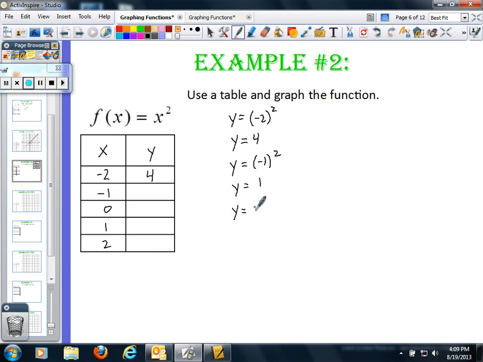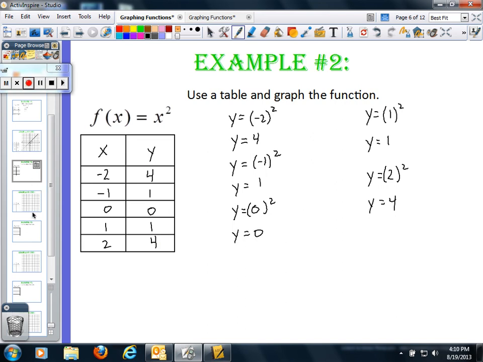y equals 0 squared. 0 squared is 0. We have y equals 1 squared. 1 squared is going to be 1. And then you have y equals 2 squared. And 2 squared will be 4. So let's fill in the boxes. So we had 4, 1, 0, 1, and 4.